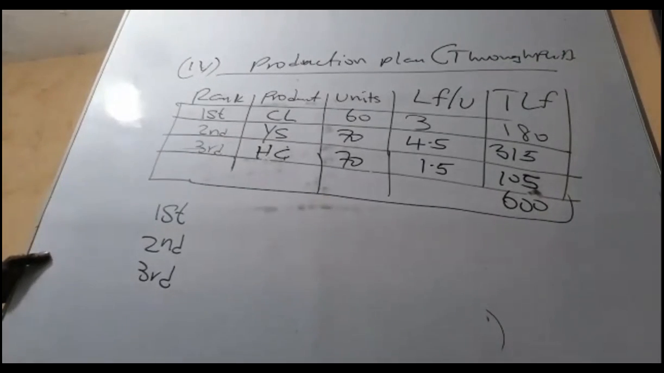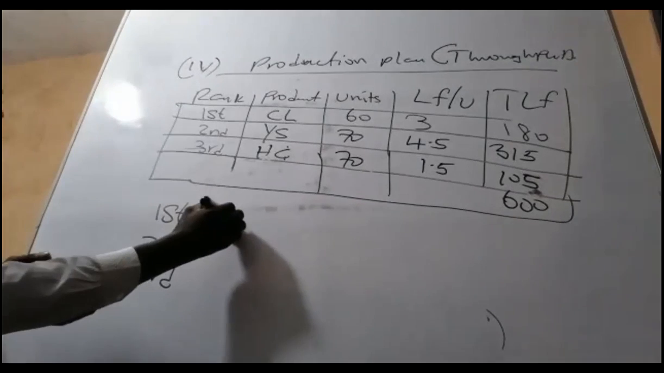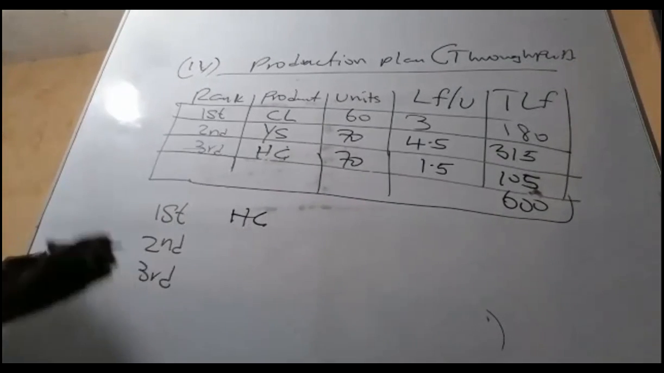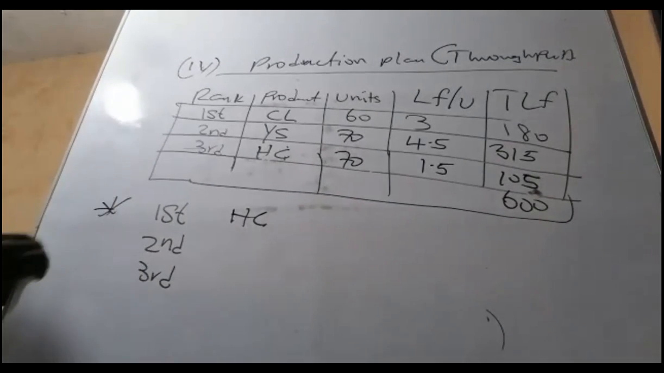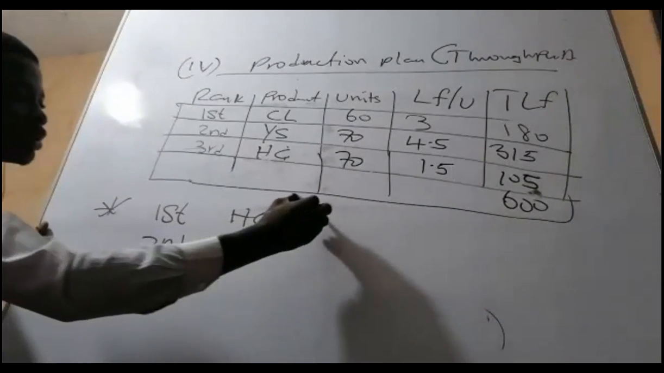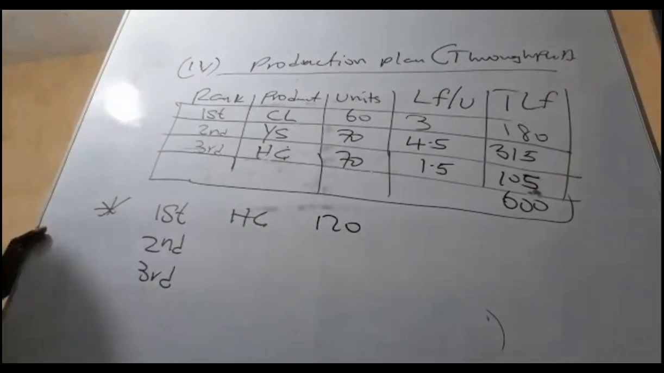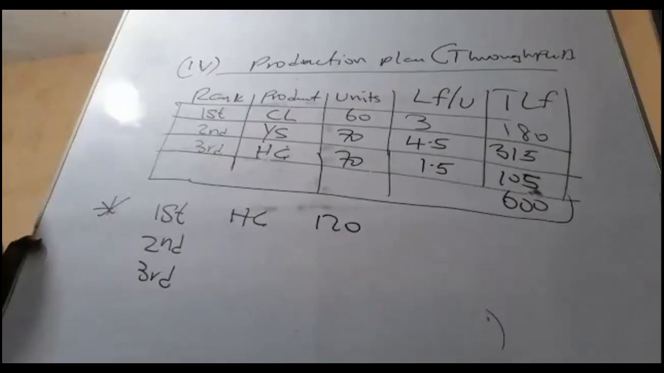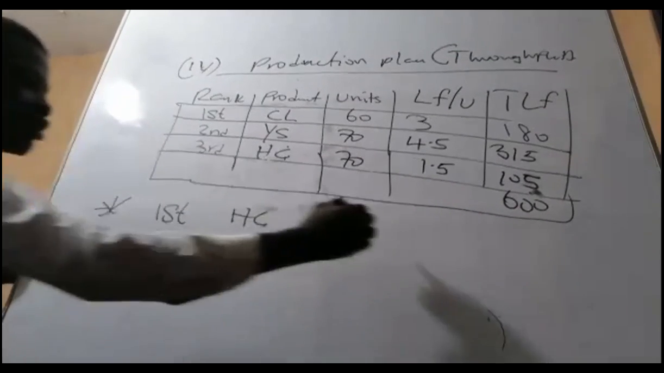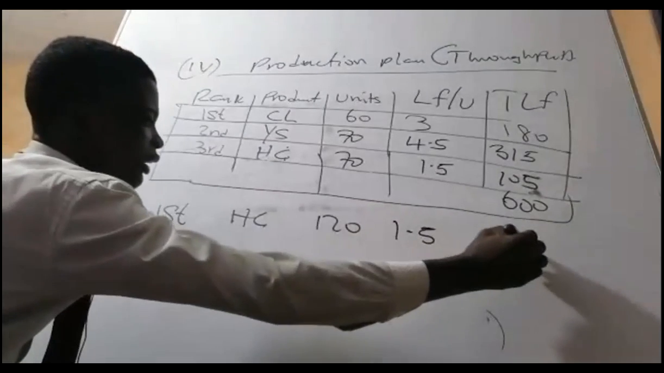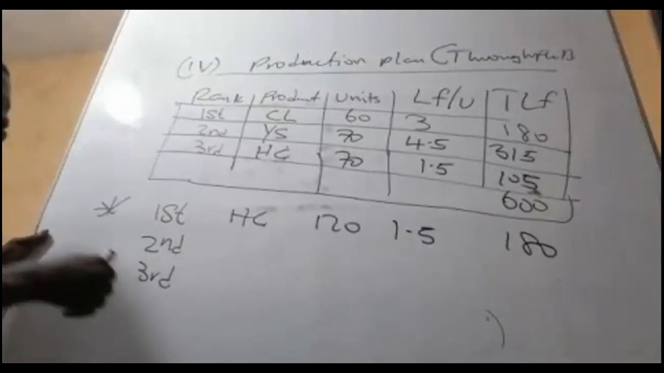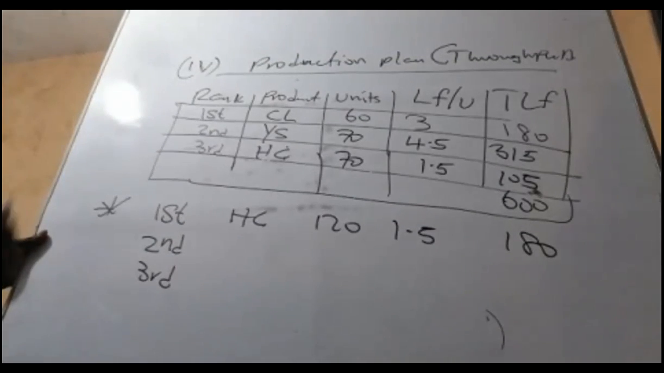Good. So he scored first here. So the name of the product was HC. He scored first according to the first one. And then the demand for HC was 120. Good. And the limiting factor per unit was also what? 1.5. Good. And then we had 180. And the one that scored second was the very last product, that's the CL, right?